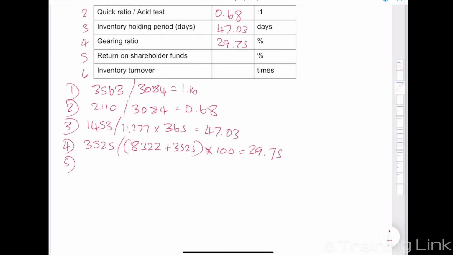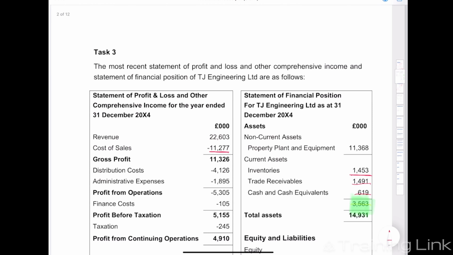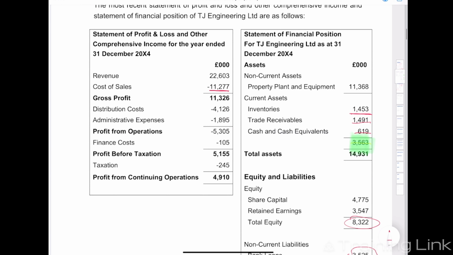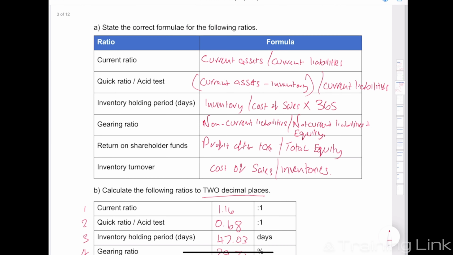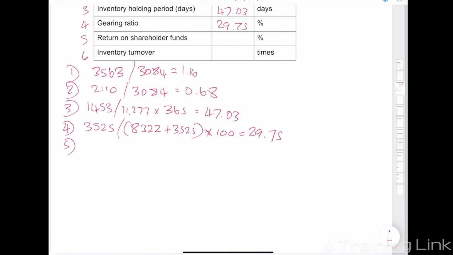Number 5 is our return on shareholder funds. This is your profit after tax over total equity. So it would be profit after tax, which is your profit from continuing operations, over your equity figure that we've just used of 8322. So it would therefore be 4910 over 8322 times by 100 equals 59.